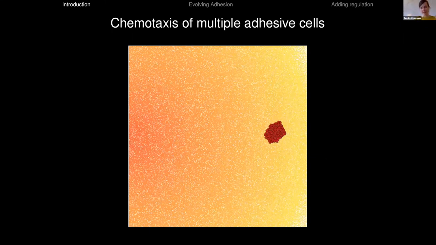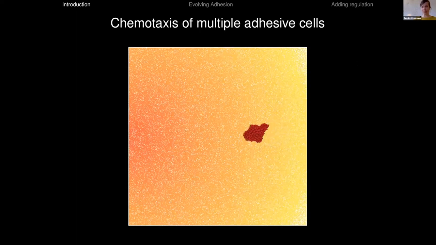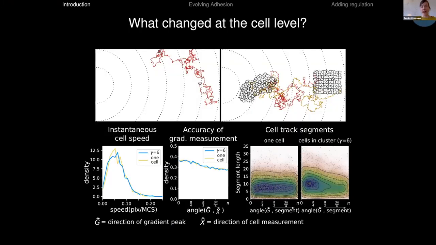Each of them is exactly the same as the single cell you saw before. But as a whole, they are able to perform chemotaxis and migrate up the gradient. So what changed for these cells? Because mechanistically, they're still working exactly the same way. Well, actually, at the cell level, they don't see a lot of changes.